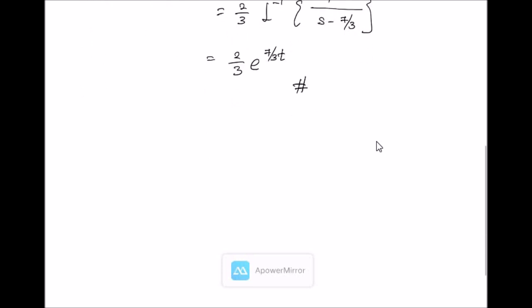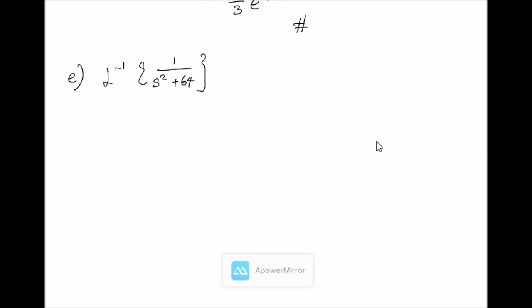And then question E, inverse Laplace transform of 1 over s squared plus 64. This one, okay, so 64. Square root of 64 is 8, right? So this means the inverse Laplace transform of 1 over s squared plus 8 squared. Okay. So which one is suitable? Either cos or sine. So let's check.